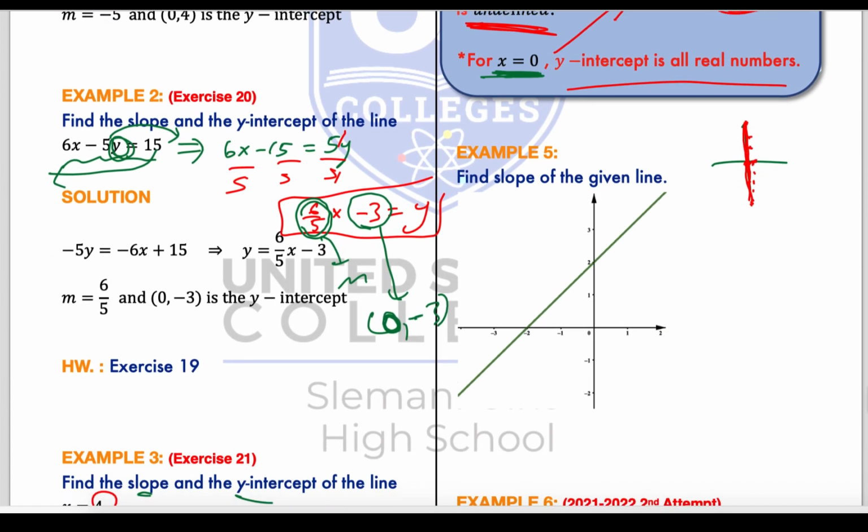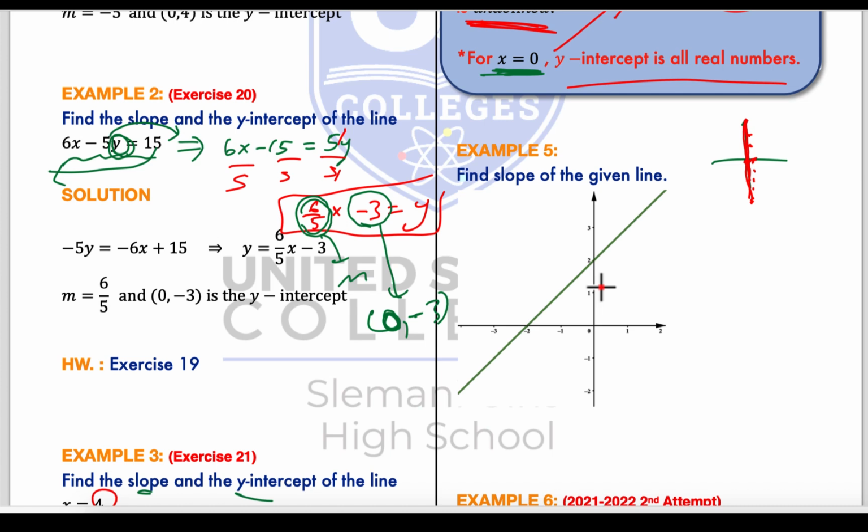Another question: find the slope of the given line. Here, no point is given, no angle is given, and no equation is given. You have to find a way to find the result here. There are many ways that you can think of. You can think of an angle here. You know it's one of the special triangles. You may not think of this.